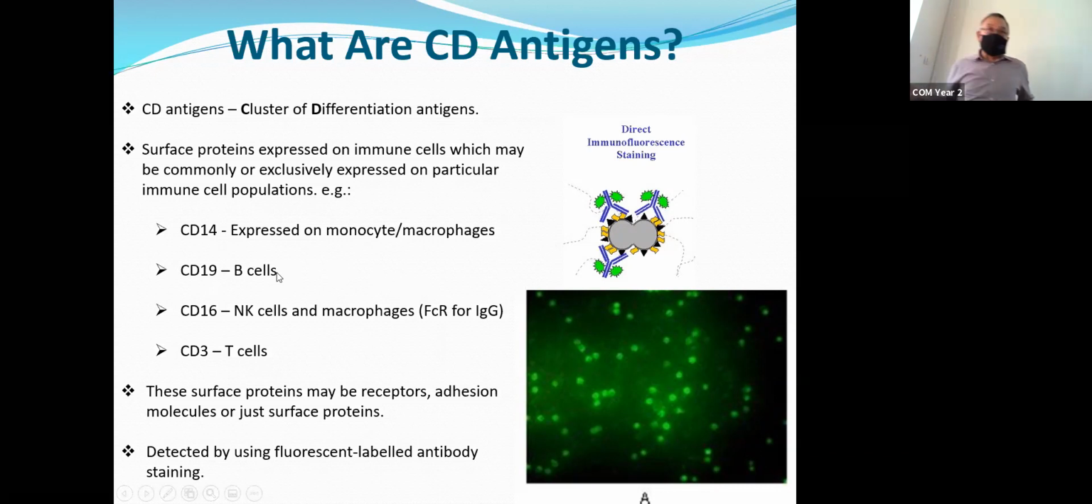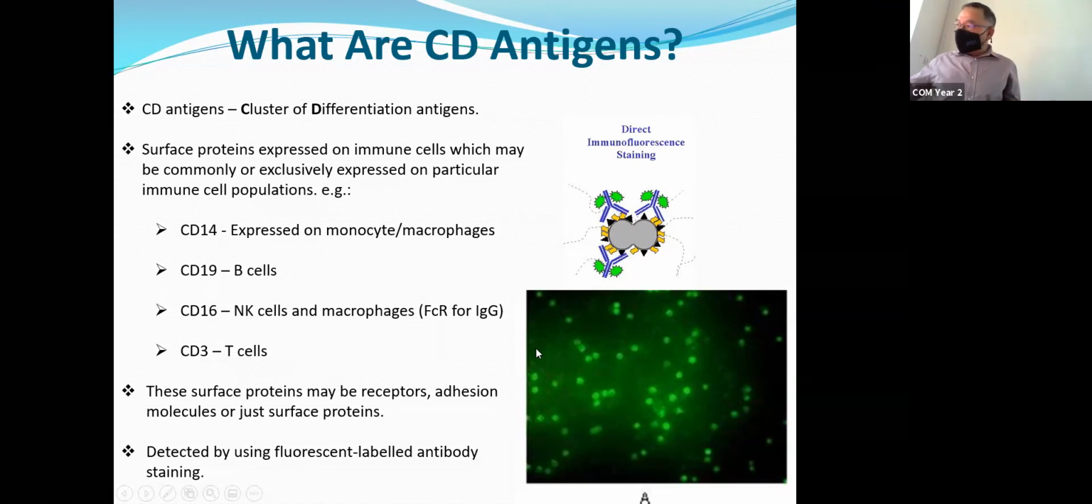Similarly, CD19 is a molecule which is expressed only or predominantly on B cells. So again, by tagging a collection of cells with antibodies to CD19, we can quantify how many antibody-producing B cells there are. The other markers are CD16 for natural killer cells, and CD3 for T lymphocytes.